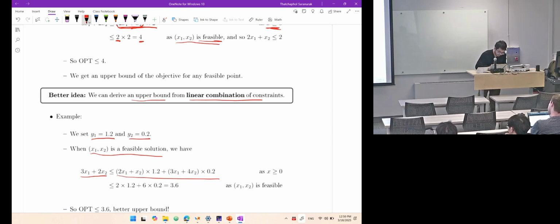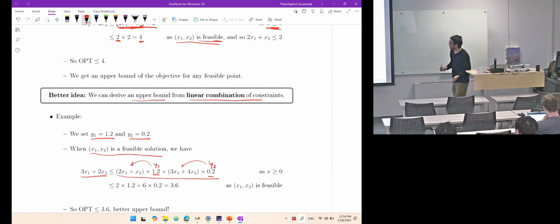I choose y1 here and y2 here, so that when I multiply to this, then coefficient wise, for each coefficient of x1 and x2, the coefficient of x1 here is going to be more than 3, and the coefficient of x2 here is more than 2. If that's the case, then I know that this upper bounds the objective.